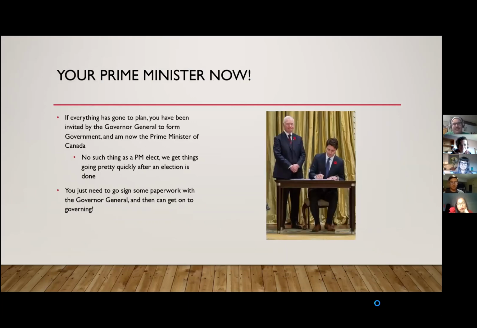So you've won your party leadership, you have a seat in the House, and you've won a national federal election. Now you're prime minister. We don't really have this concept of PM-elect. There's a lot of back and forth in the US about president-elect. Once things are done, we get going pretty quickly. Usually the Governor General will invite you to form government, and you go to Rideau Hall. They have a nice ceremony, you sign some papers, and then you can get to work as the Prime Minister of Canada.